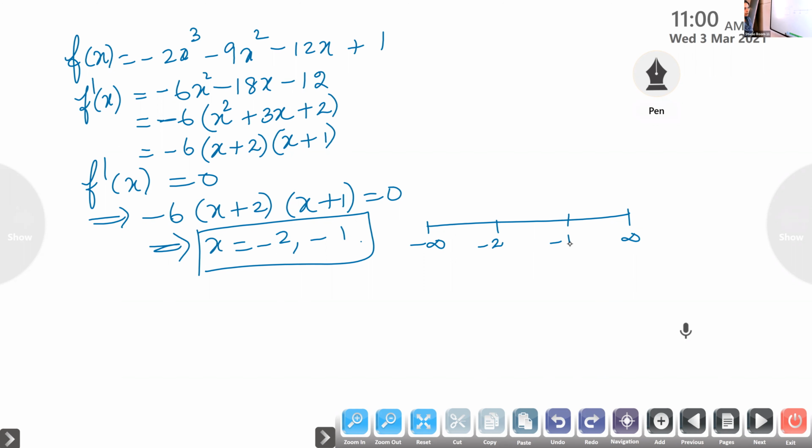Now tell me, into how many parts are we dividing the number line? 3. We are having 3 intervals here: minus infinity to minus 2, minus 2 to minus 1, and minus 1 to infinity. So you select the first interval, minus infinity to minus 2. You select a number in between. Which one will you select?